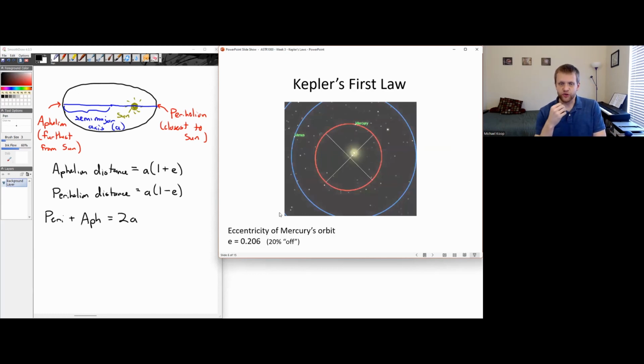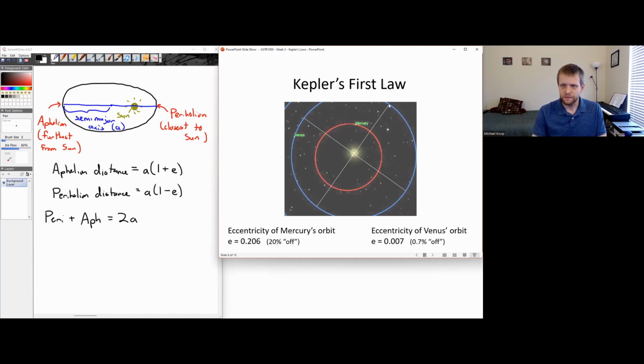Mercury is actually one of the most eccentric planets in our solar system. Its eccentricity is about 0.2, so it's about 20% off from being a perfect circle. That's one way you can think about this eccentricity.